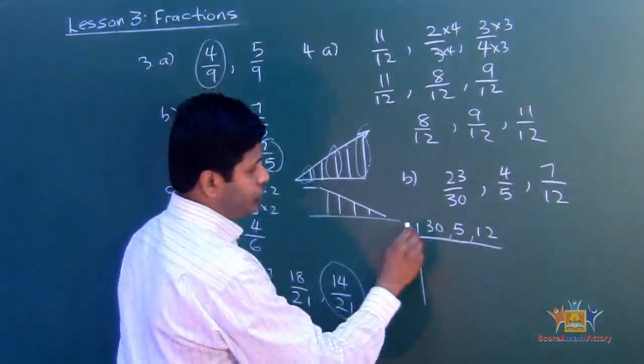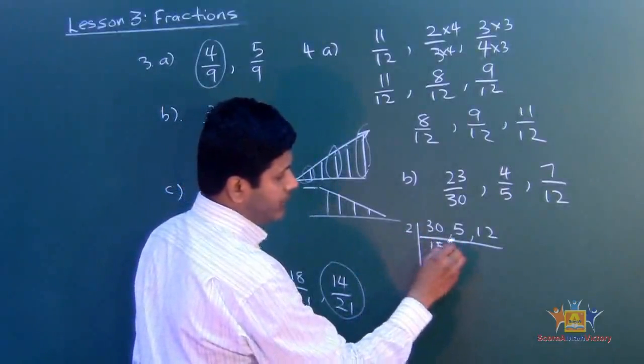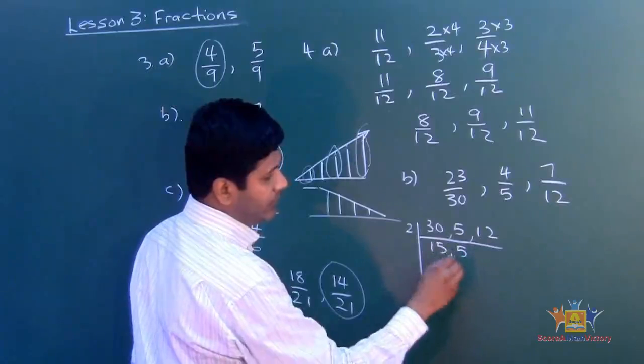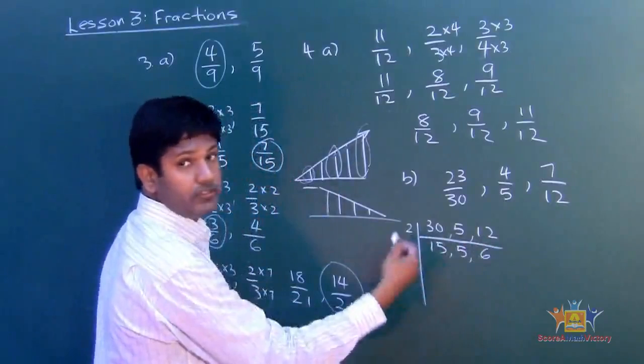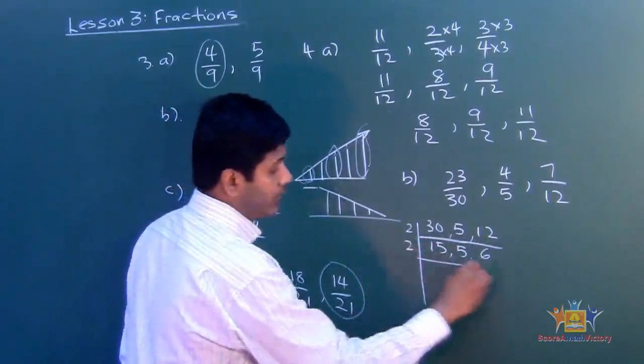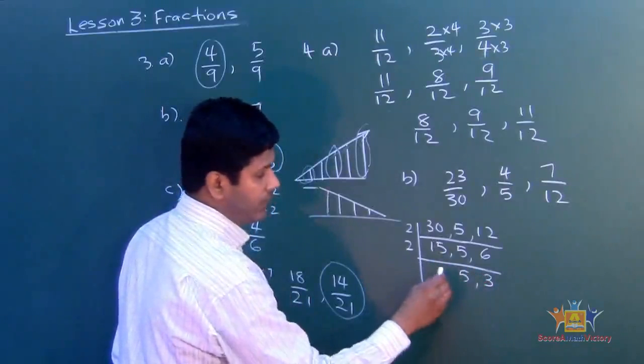Alright, so we're going to start with 2. So 30 divided by 2 is 15. You cannot divide 5, so you bring the 5 down. 12 divided by 2 is 6. Can I still do 2? Always start with a small number, that is best. Because 6 divided by 2 gives me 3. I cannot divide 5 or 15 by 2.